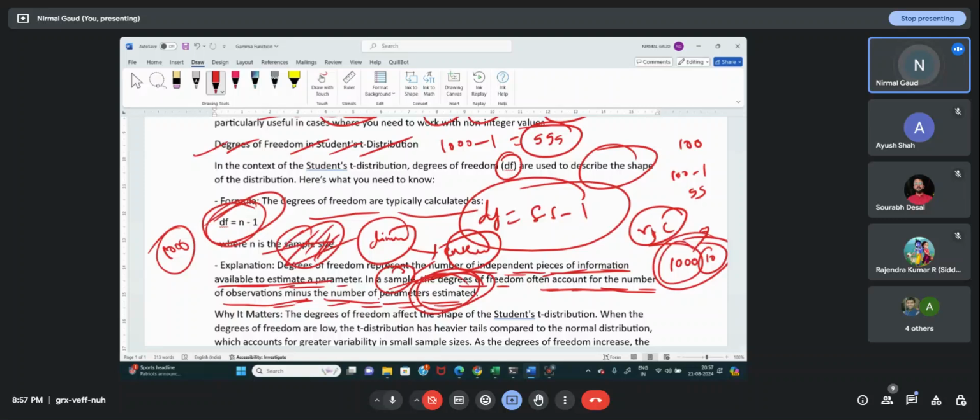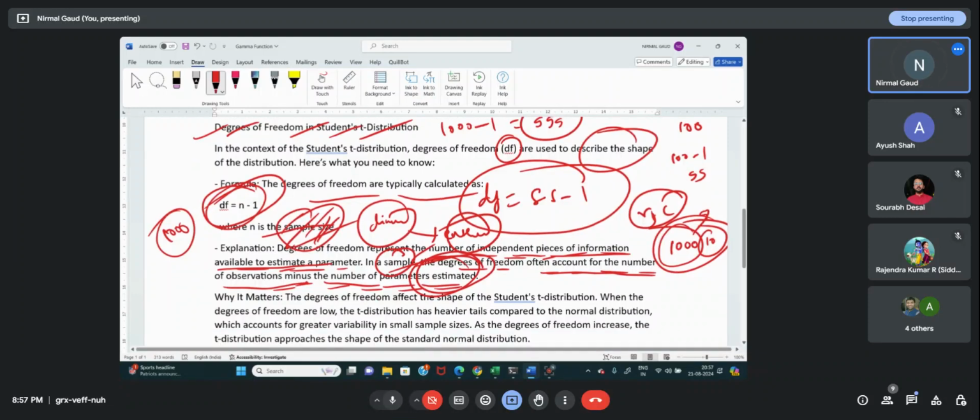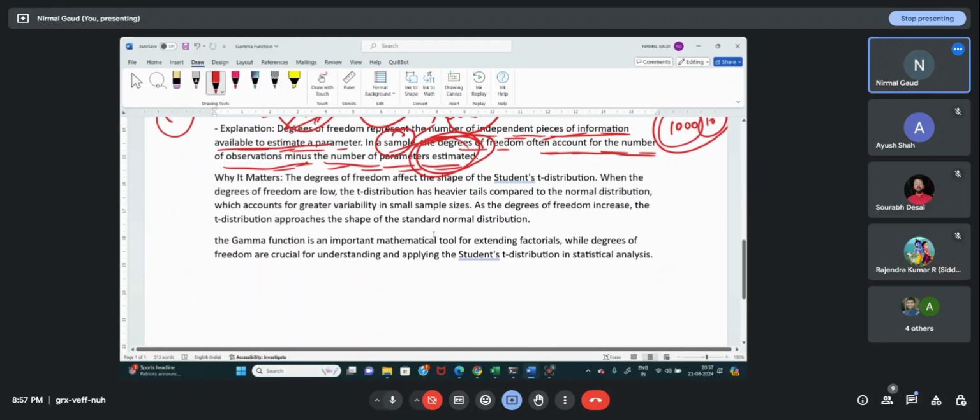So don't forget all these points. No one will tell, no one will teach. These are core statistics and probability topics, all being mixed up here. So why are we studying all these things?